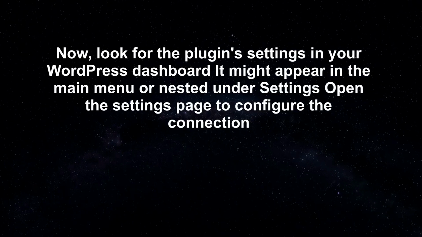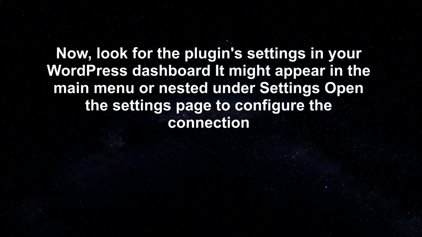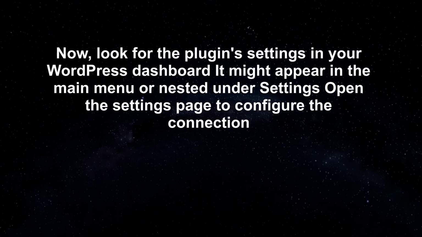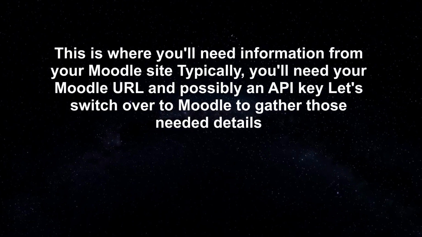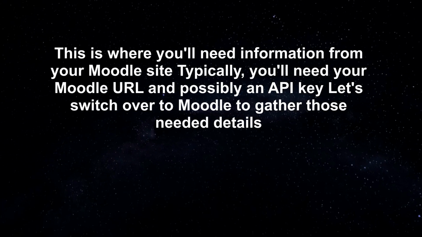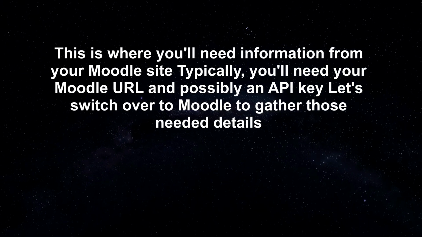Now, look for the plugin settings in your WordPress dashboard. It might appear in the main menu or nested under Settings. Open the Settings page to configure the connection. This is where you'll need information from your Moodle site. Typically, you'll need your Moodle URL and possibly an API key. Let's switch over to Moodle to gather those needed details.